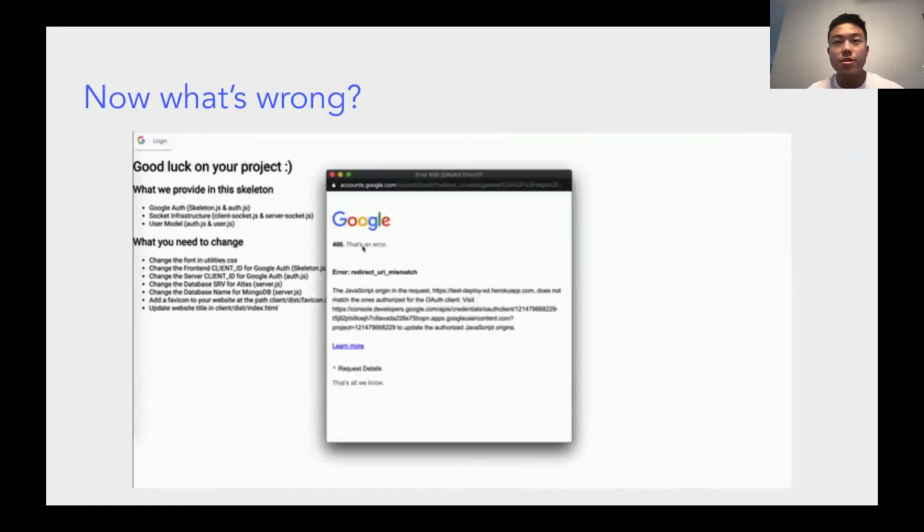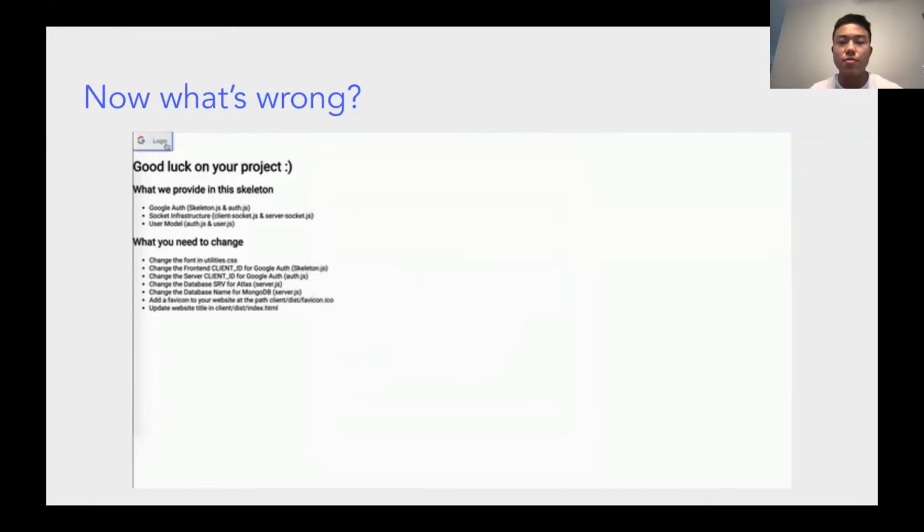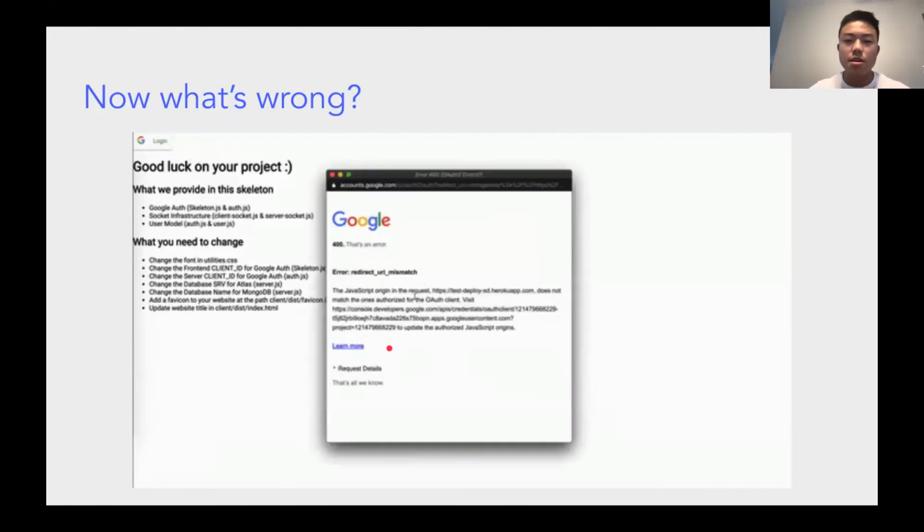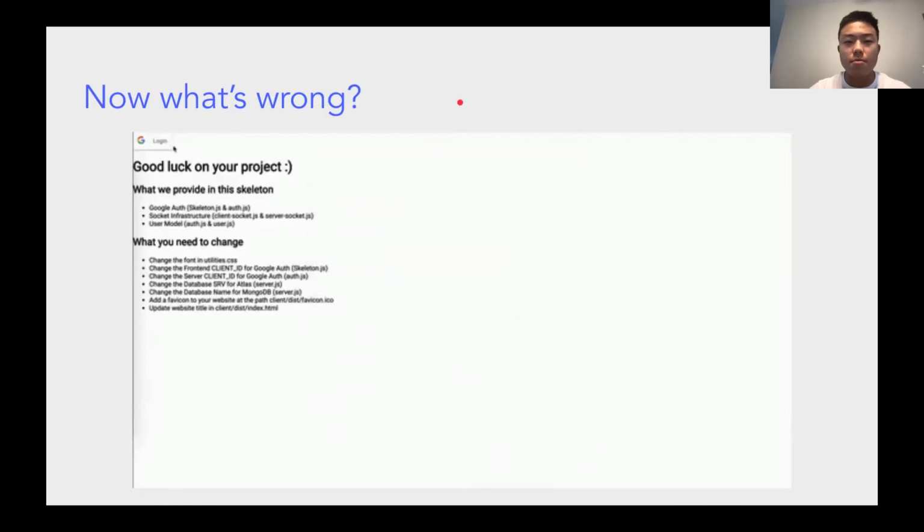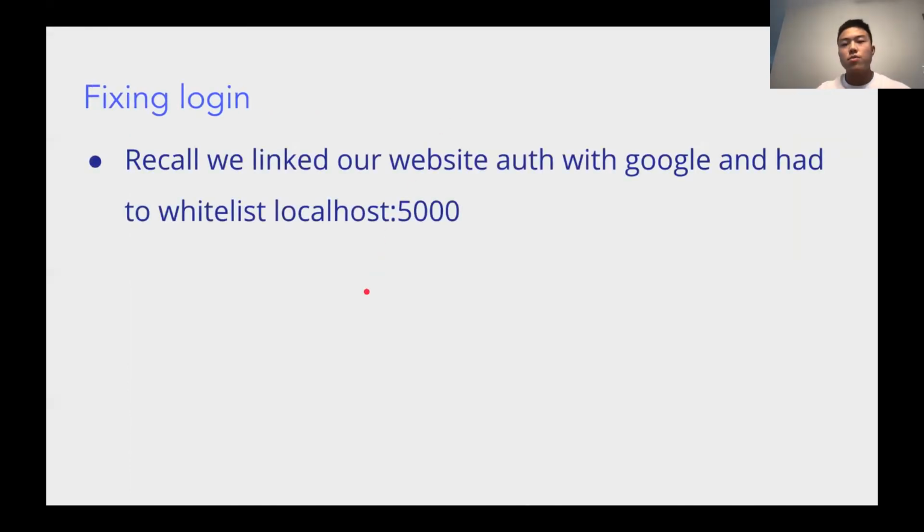This might look familiar if you tried following through with the lecture on auth and authentication on Monday, but let's quickly recap what's going on here. When we set up our website auth with Google, we had to allow localhost 5000 to be a valid website. That way, Google would know that any requests sent from localhost 5000 are good and not dangerous.